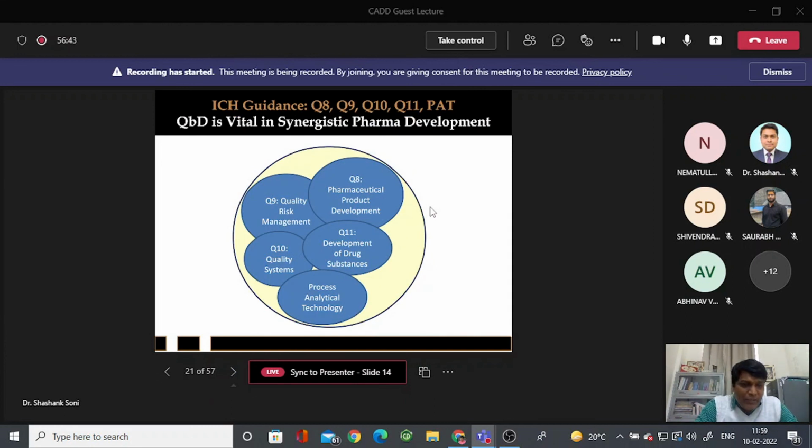These are various ICH guidelines which have resulted in the development of the QBD concept. These are basically Q8, Q9, Q10, Q11 and process analytical technology. QBD is a vital part of synergistic pharma development. Q9 is quality risk assessment. Q8 is pharmaceutical product development. Q10 is quality systems. Q11 is development of drug products. And PAT is process analytical technology.